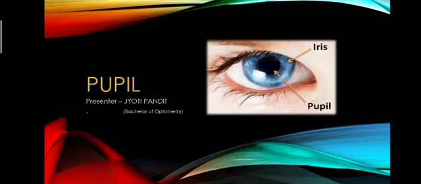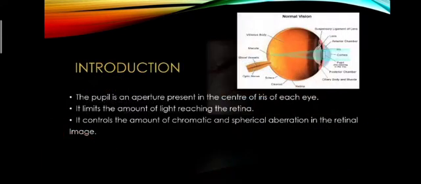The topic of my presentation is the pupil. Here is the image of an eye, and this blue colored ring part is called the iris, and the small black aperture present in the middle of the iris is called the pupil. Now let's move on to our introduction part.